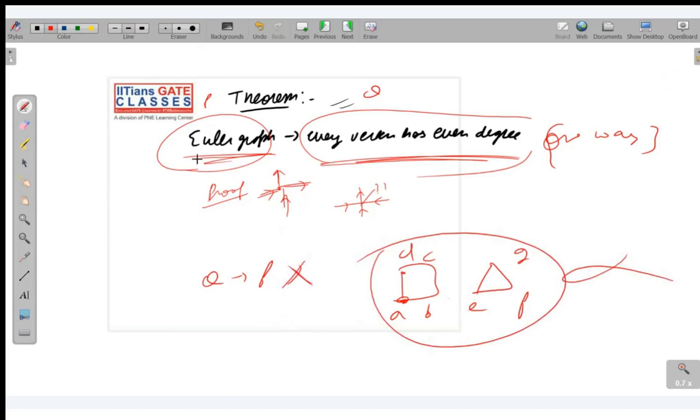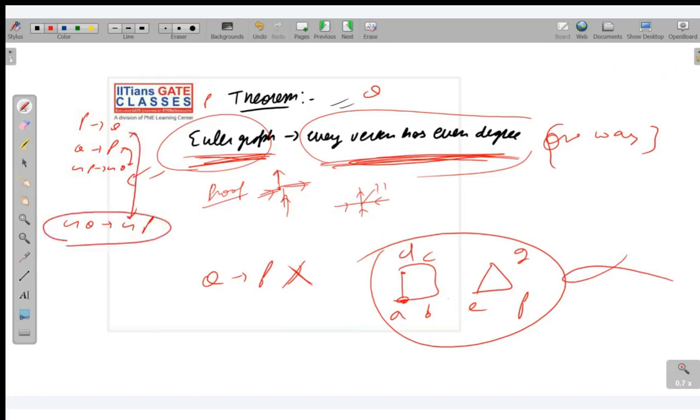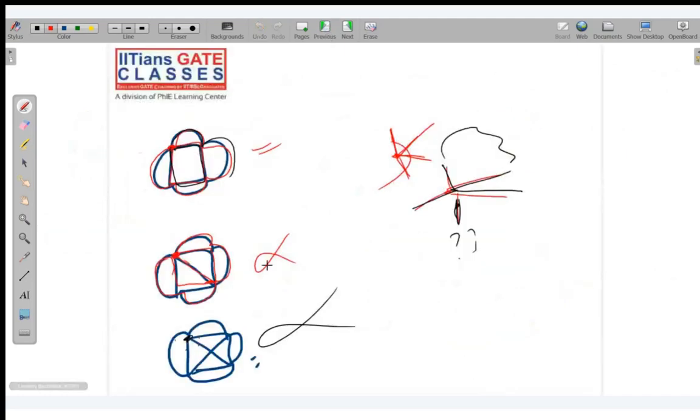So it is a one-way theorem that if graph is Euler, then every vertex has even degree. Now take the contrapositive. Contrapositive means not Q implies not P, and you know direct. P implies Q is direct, Q implies P is converse, inverse is not P implies not Q. This and this are equivalent. So contrapositive I have used: not Q implies not P. That means if every vertex is not of even degree, then for sure it is not Euler.